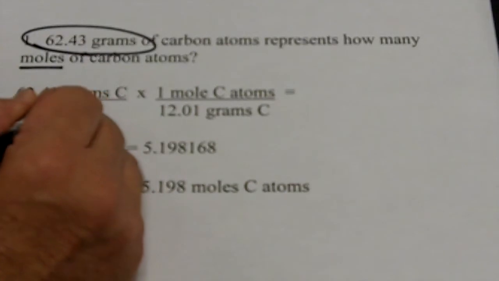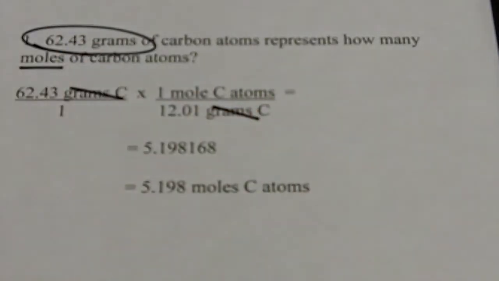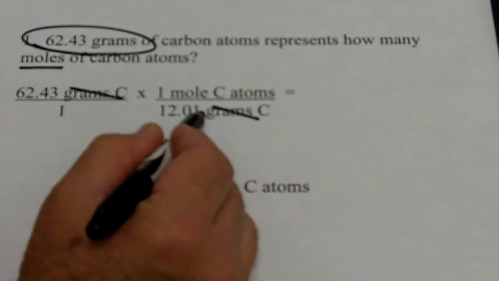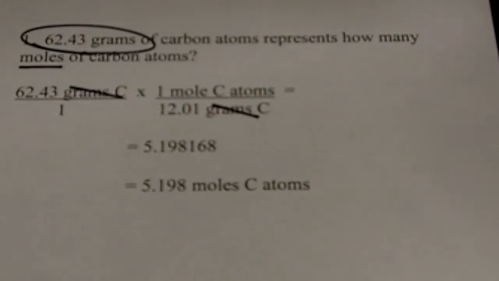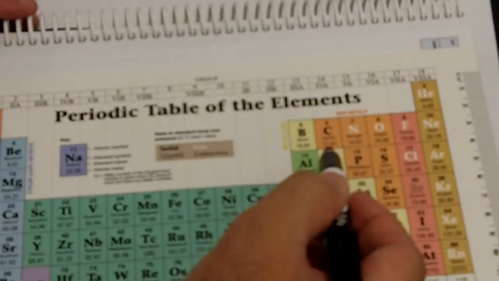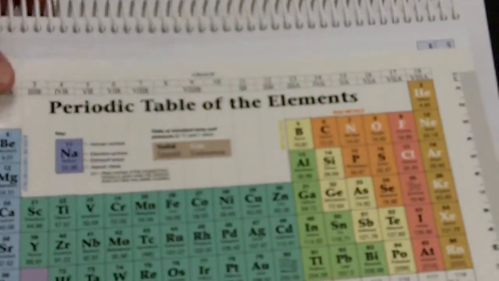Now I'm going to take a look at cancellation. Grams of carbon cancel with grams of carbon. That's not by accident. That's by design. What are the numbers that go here? Where do I find out the number of grams that one mole of carbon weighs? Well, I do that from a periodic table. In the periodic table, I look for carbon, and here it is. The number in the lower part of the box, 12.01, to two places to the right of the decimal, will tell me how many grams 1 mole of carbon weighs.